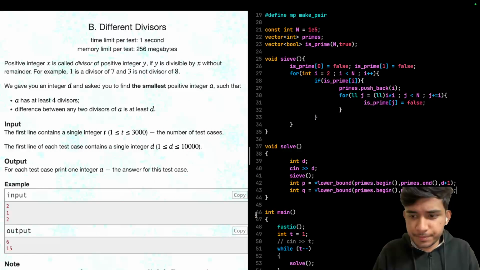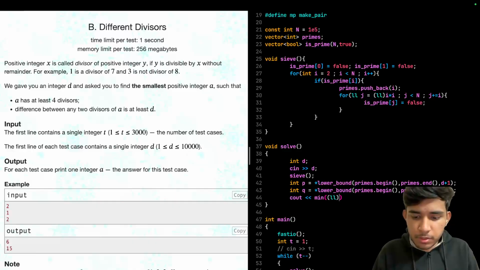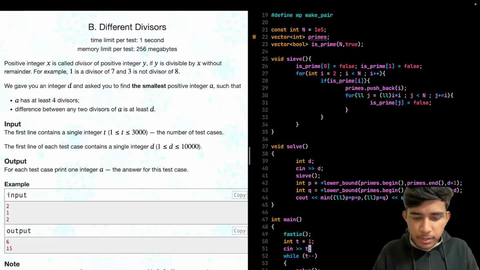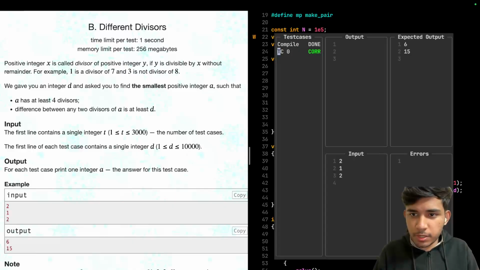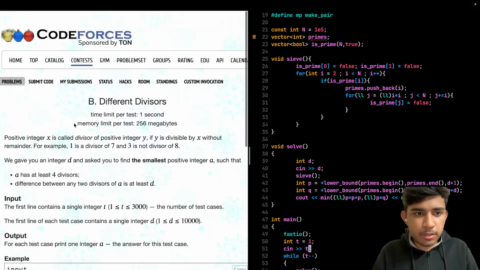And then print the minimum of, I think this would exceed, right? If we multiply three times, so we should use long: p times p times p, and then p times q. Now let's test this. Yeah, I think we have it. Let's try to submit this.